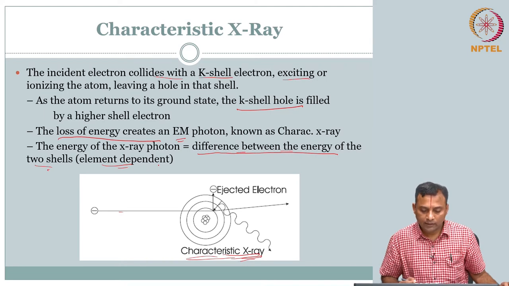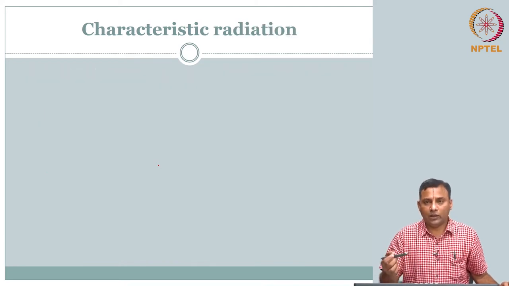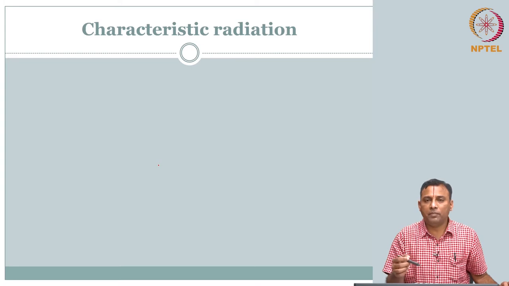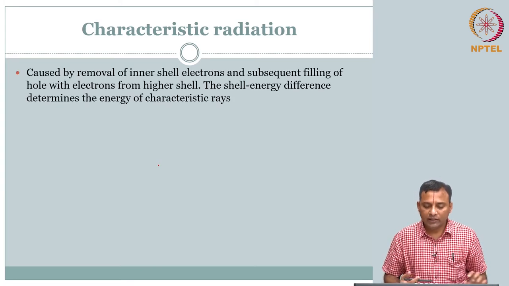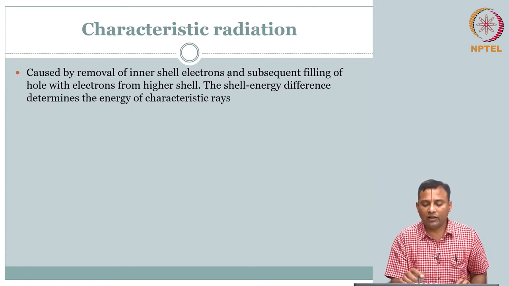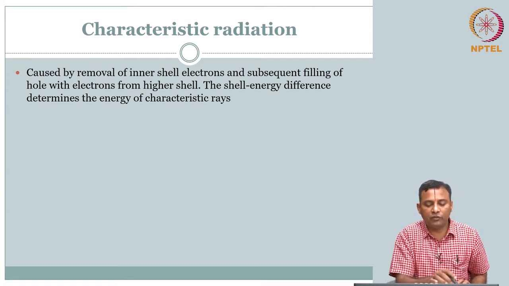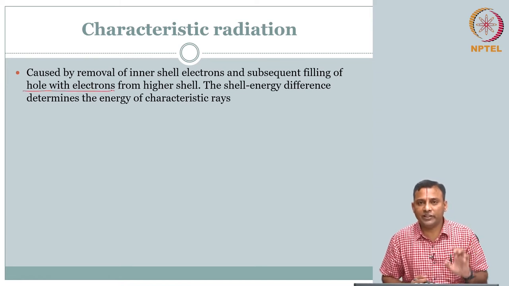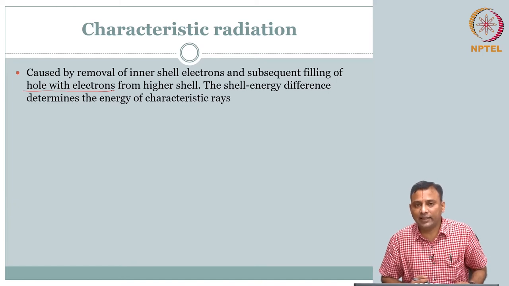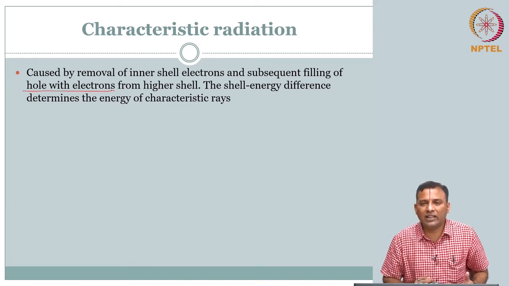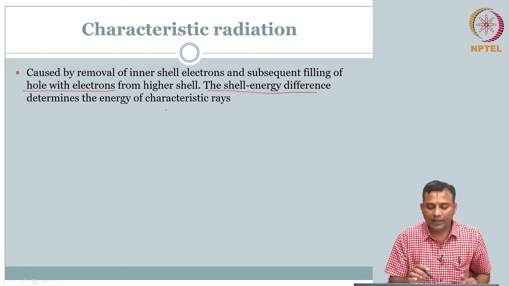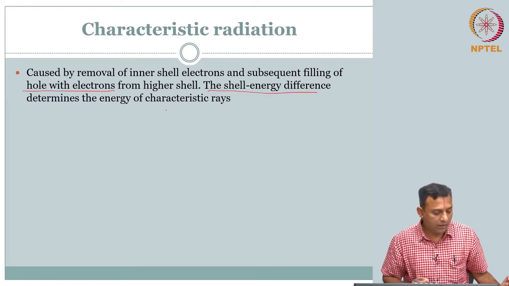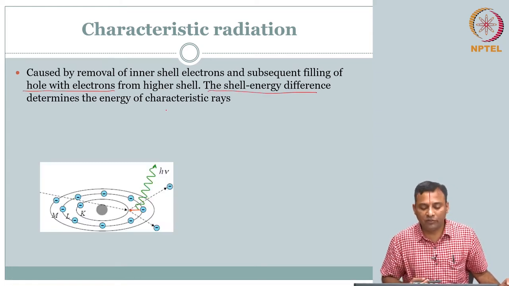So, before we go, just some extra material for you to appreciate the conventions. Characteristic X-rays are caused by removal of inner shell electrons and subsequent filling of the holes. This is what we just saw. There are some conventions, because we said characteristic X-ray, and you know which shell is transitioning. So, there are conventions for naming this. The shell energy difference determines the energy of the characteristic X-ray. So, how do we communicate this? How do we be more specific about it?